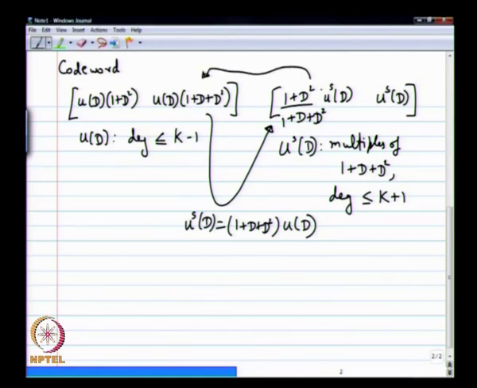How do I go back to that? Simply set U of D to be US of D divided by 1 plus D squared. Why can I do this division? Because it is already a multiple of 1 plus D squared. It is kind of trivial, there is nothing major in it, but you can go either way. So both of them are going to be identical sets.